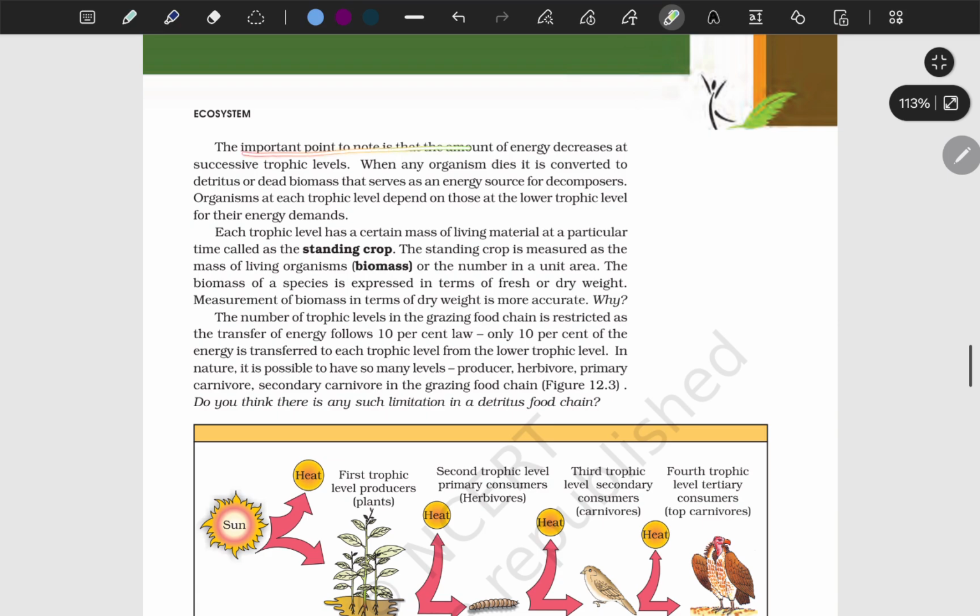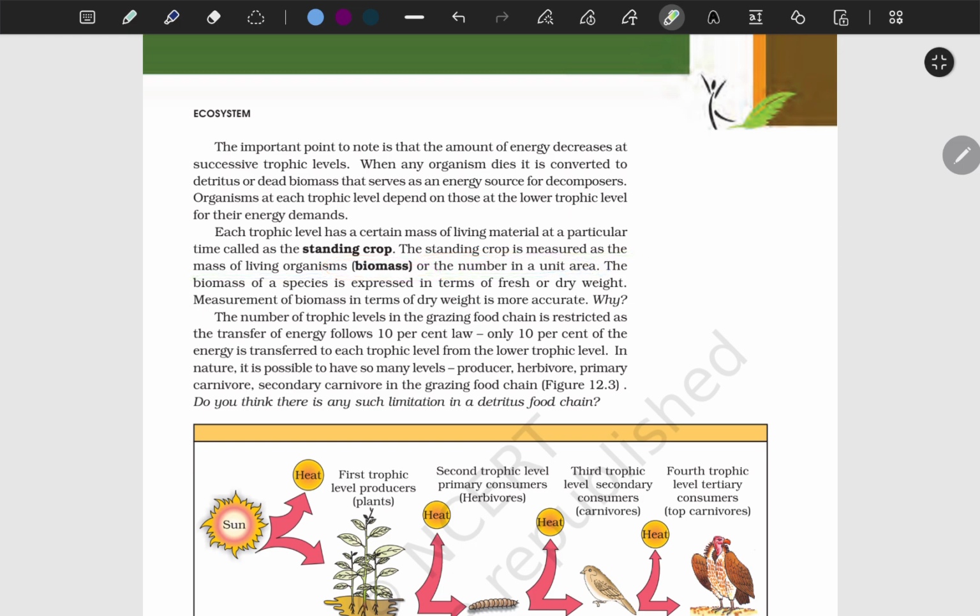The important point to note is that the amount of energy decreases at successive trophic levels. When an organism dies, it is converted to detritus, or dead biomass, that serves as the energy source for decomposers. Organisms at each trophic level depend on those at the lower trophic level for their energy demands. Each trophic level has a certain mass of living material at a particular time, called the standing crop. The standing crop is measured as the mass of living organisms (biomass) or the number in a unit area.